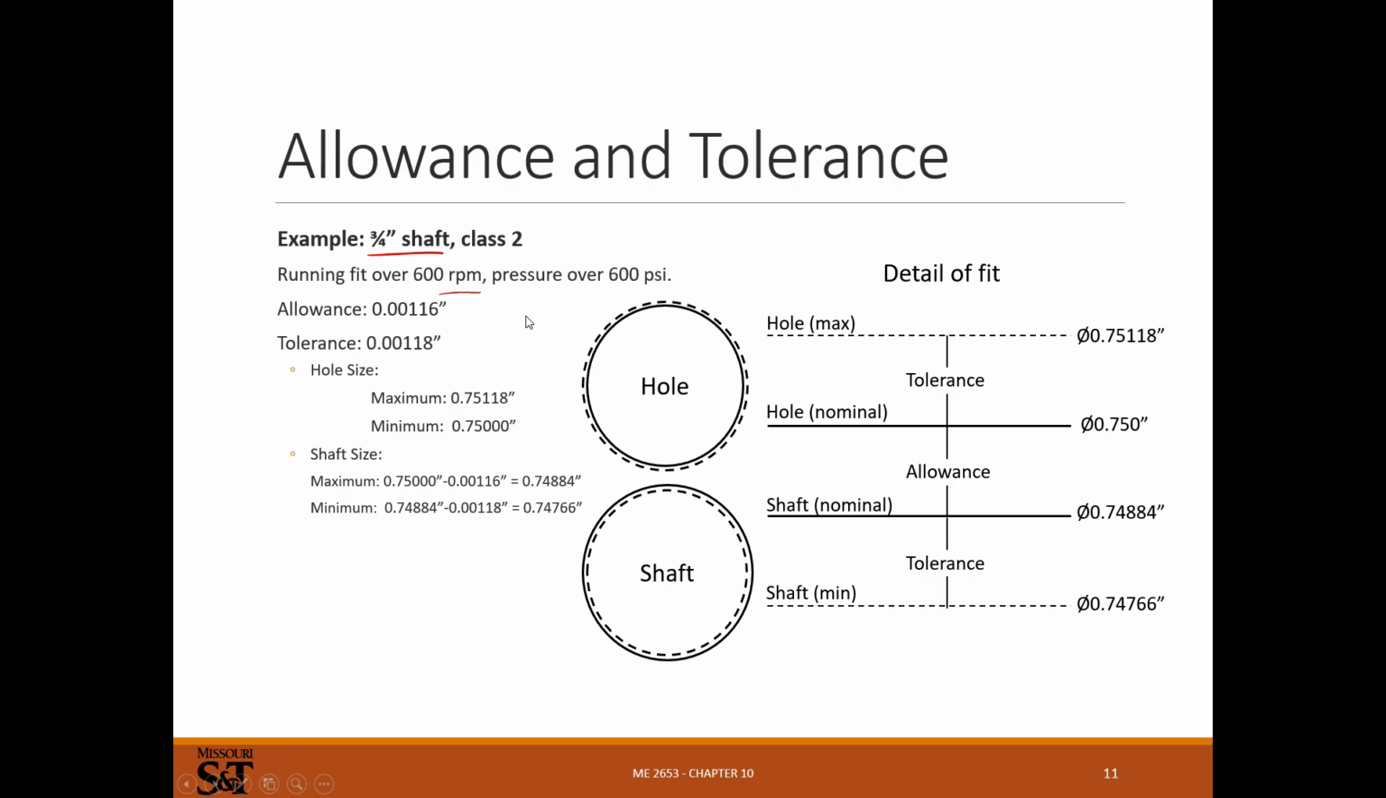So for a Class 2 for a 3/4 inch shaft, we have an allowance of this. So this is 1,000th plus 1.6 of a thousandth. So that's not a lot, right? We need just over 1,000th of an inch clearance in this. That's our allowance. And then we're going to have a tolerance of just over 1,000th too. So how these things stack up, I'll show you in a second. But we just don't have a lot of room to work with here.